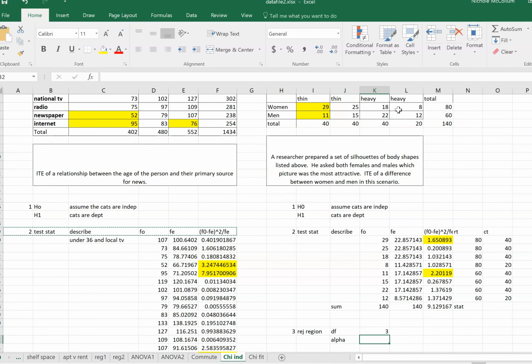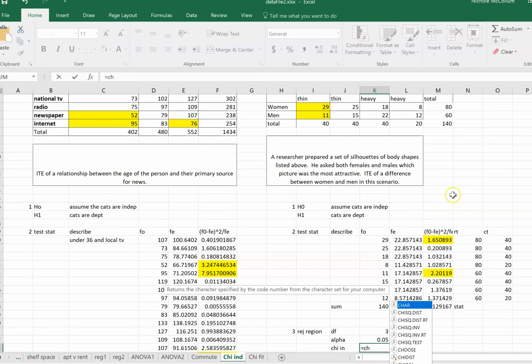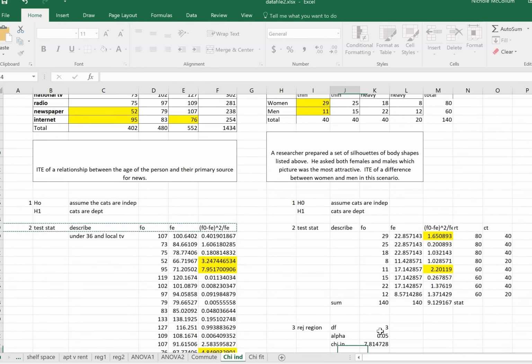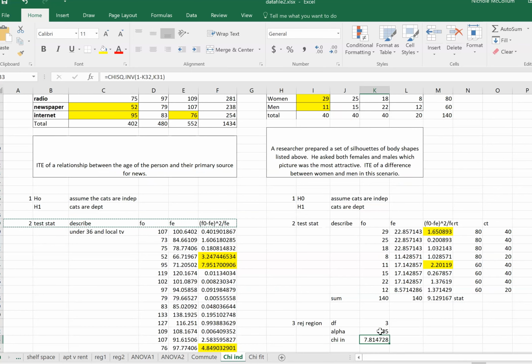My alpha, let's say we had, once again, a good old 5% level of rejection. That means my chi-squared inverse, make sure you get the right one, has my probability of 1 minus alpha. Remember, you need the area below when you're using CHISQ.INV, comma, degrees of freedom. You need to tell Excel which curve to calculate for. And it gives me a 7.81.